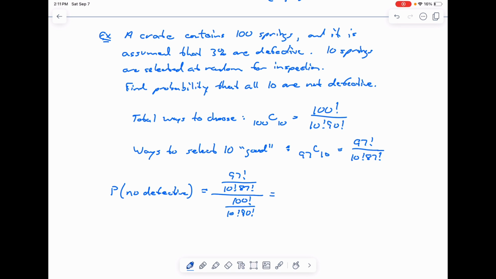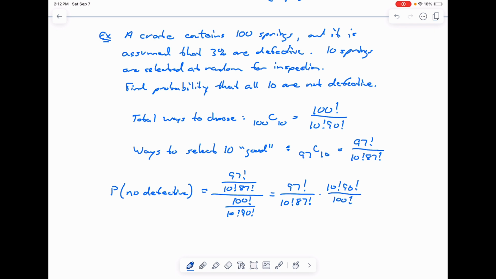Notice what happens here. Dividing by a fraction is the same as multiplying by its reciprocal. So I'd have 10 factorial times 87. I'm sorry, I just lost my place here. Okay, and what's going to happen here is, whoops, I forgot to flip that fraction. Sorry about that. Flipping the fraction, 10 factorial, 90 factorial over 100 factorial.